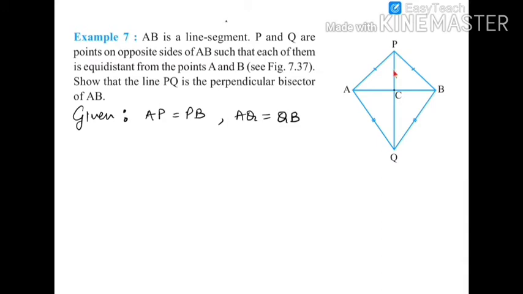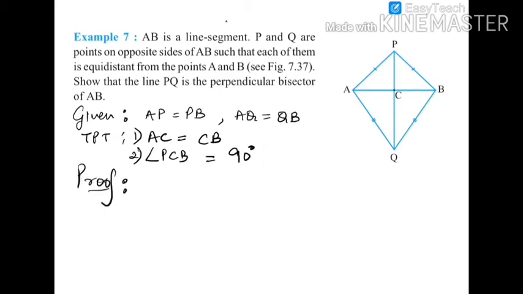So what do we have to show? PQ bisects AB. That means we have to show AC equal to CB. And it is also perpendicular. So we have to show one of these angles, angle PCB, equal to 90. This is an indirect question where you have to figure out yourself which triangles you must show congruent in order to arrive at these answers.